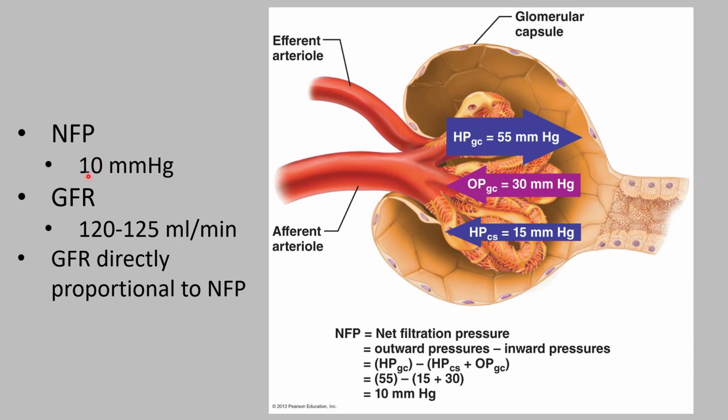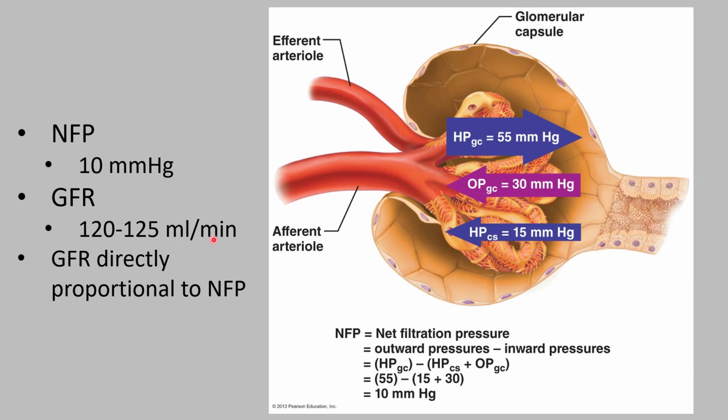Now, net filtration pressure is proportional to glomerular filtration rate, GFR. The glomerular filtration rate is how much liquid is moving out of the glomerulus into Bowman's capsule per minute. And that is about 120 to 125 milliliters per minute.